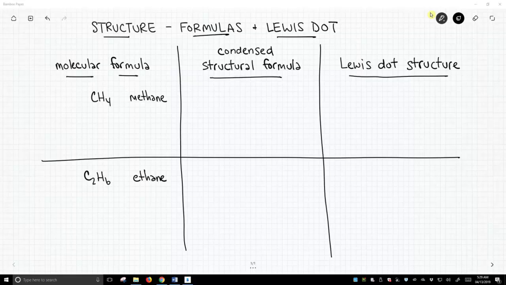So we have on the screen a table. We have 3 columns and 2 rows. Molecular formula is the first column, and this is the most simple way to communicate structural information. I'll be candid, there's very little structural information here, but it is at least a representation of how many of each type of atom you have in a molecule.